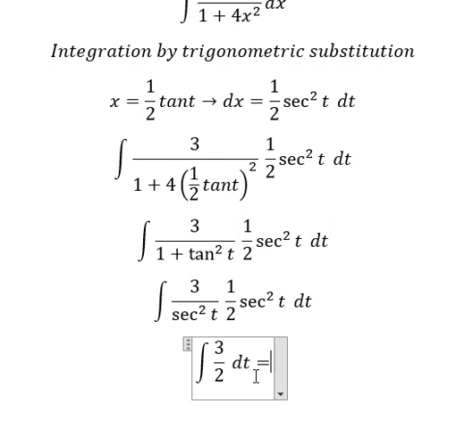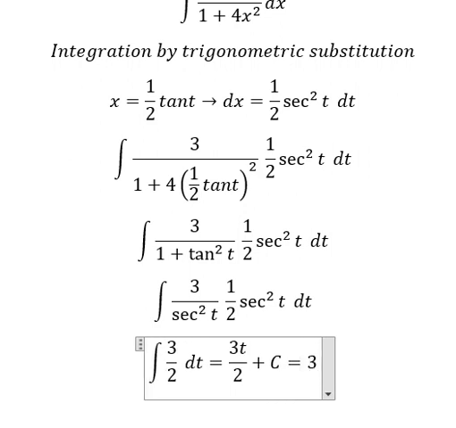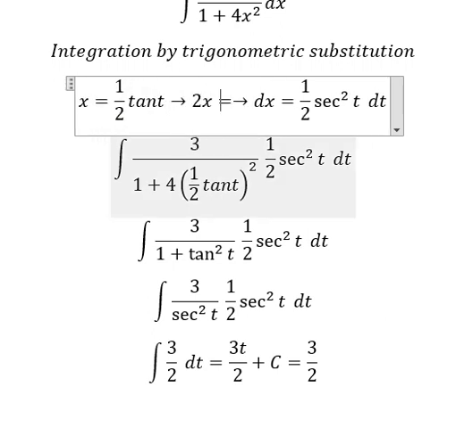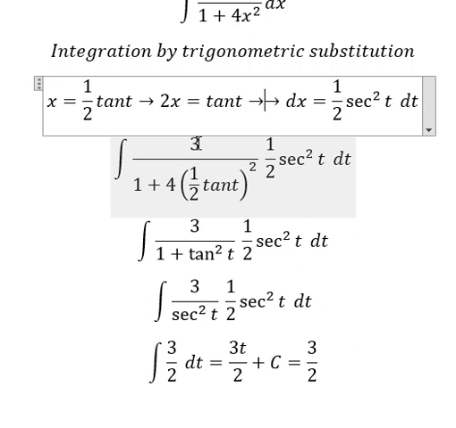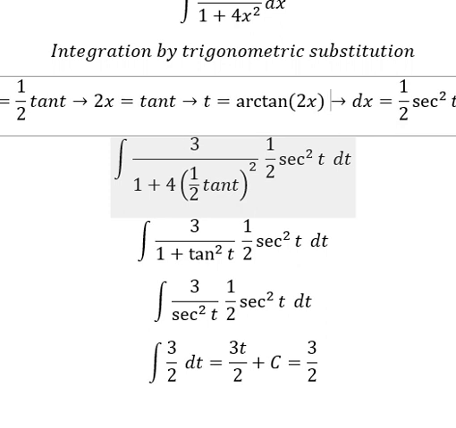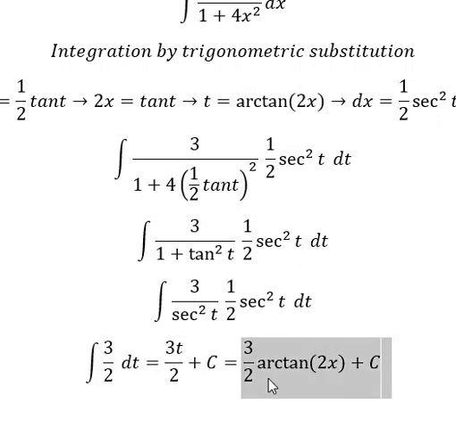The integration of this one, we have 3t over number 2, and I will put c. About t, that is about this one, so I will put number 2 to the left. And now we can find the value of t, that is arctan of 2s. And then we need to change the value of t into this one. And that is the final answer.